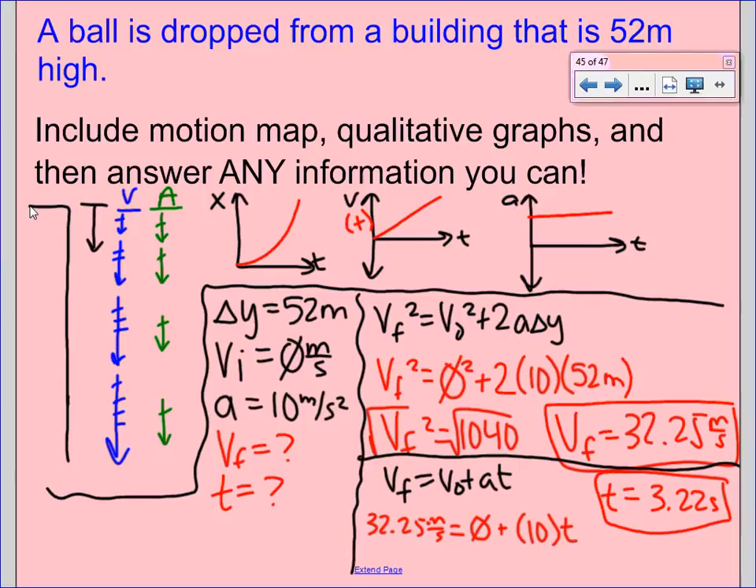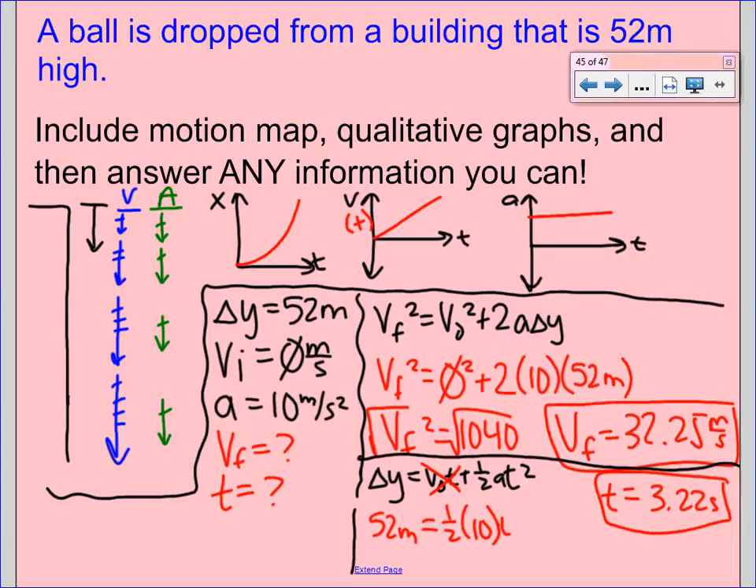Now, what I'm going to do real quickly is erase that last problem, and I'm going to show you how you can do the exact same thing using the other equation that has time in it. So I'm going to erase this, and instead of using that equation, I'm going to use this equation. Delta y, notice it's y instead of x because it's vertical, is equal to v initial t plus 1/2 at squared. This equation is really easy to use because my initial velocity is 0, meaning this term goes away. So that ends up being 52 meters, which is the delta y, is equal to 1/2 times 10 times t squared.